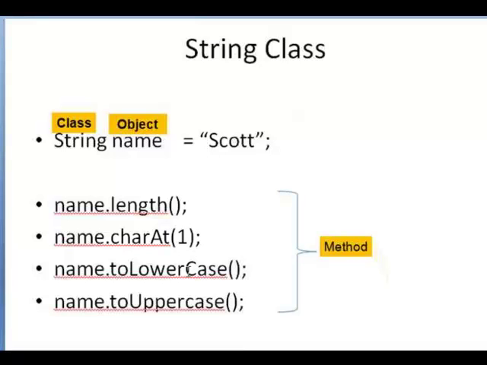We're going to run it and see that one. Another one converts my string to lowercase, so it changes the uppercase Scott to lowercase. Another converts everything to uppercase. All of this is the object name: the method length, method charAt, method toLowerCase, method toUpperCase. These are all methods. Let's go with the example.